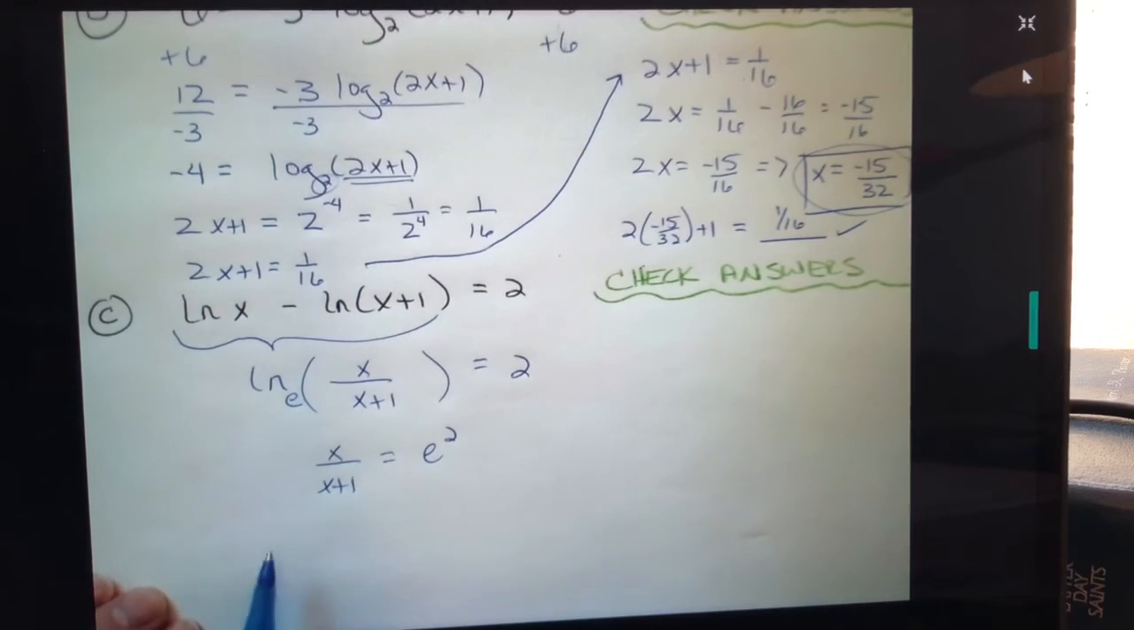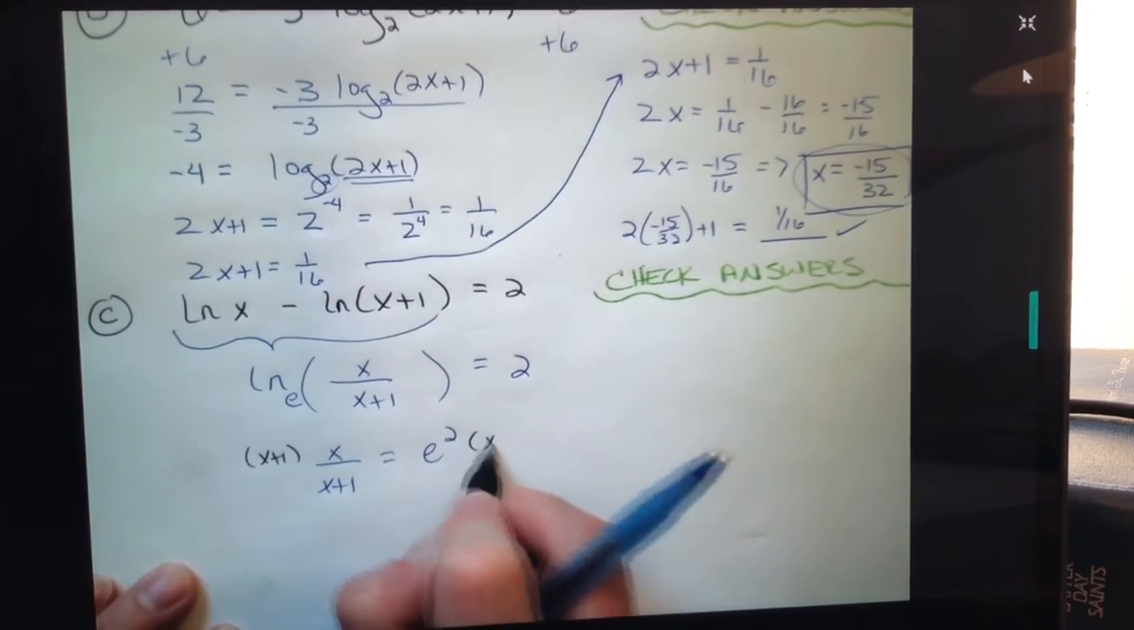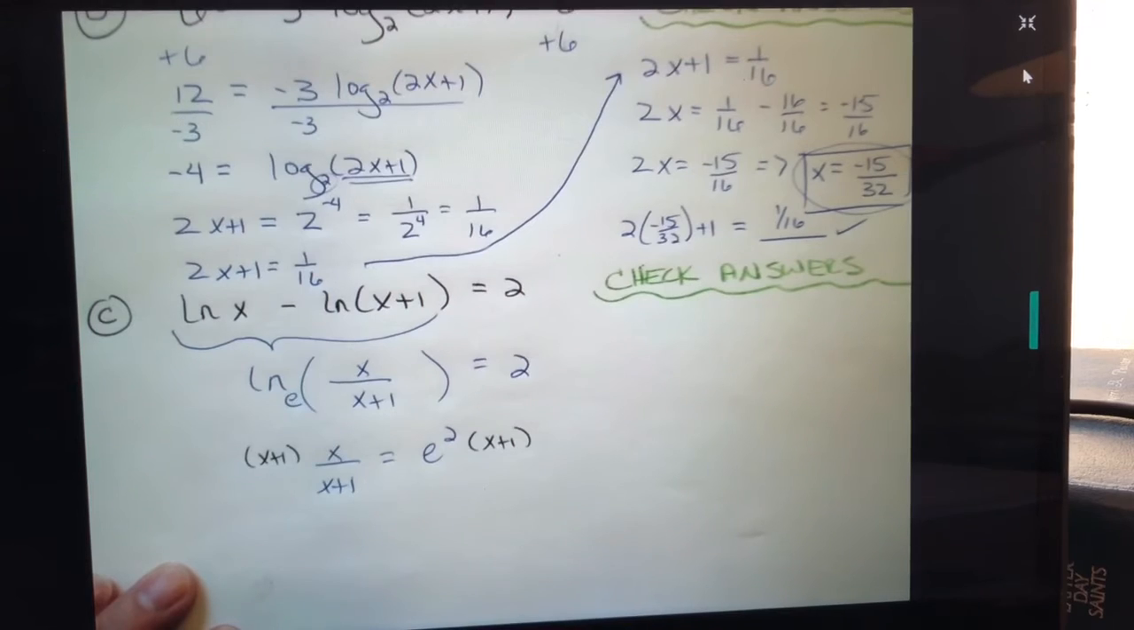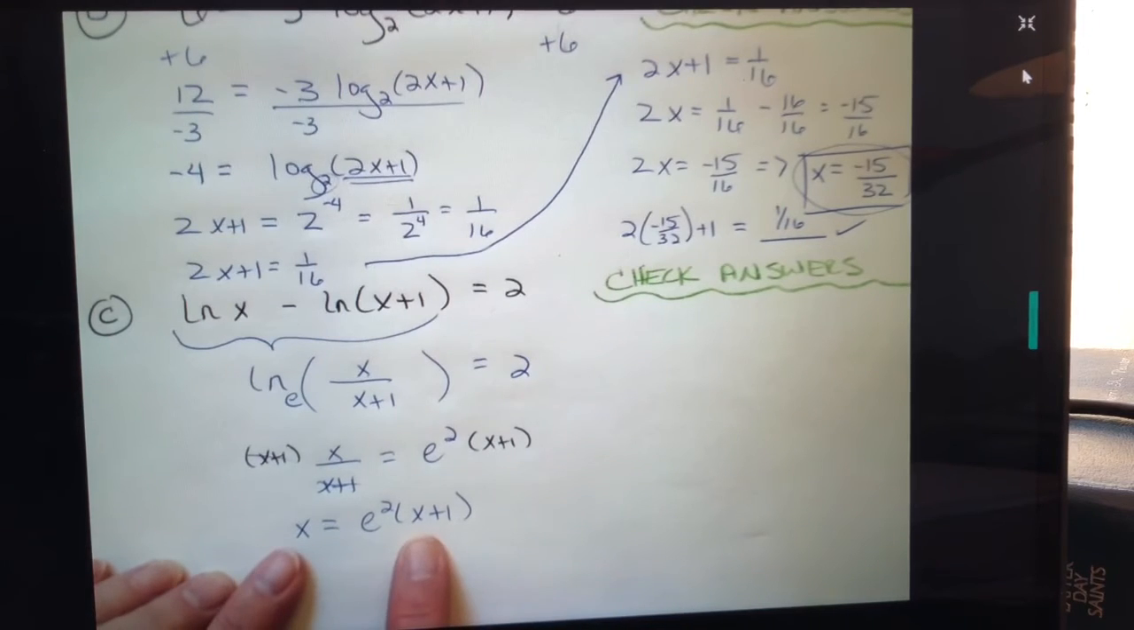So let's brush up on some algebra skills. First of all, I will not figure out who x is if he's stuck downstairs in the basement. So how about I get him out of there? I can do that if I multiply both sides by x plus 1. So that has the net effect of turning this into x equals e squared times x plus 1. Okay, now I still see that variable in two spots, but at least they're both up in the numerator now.